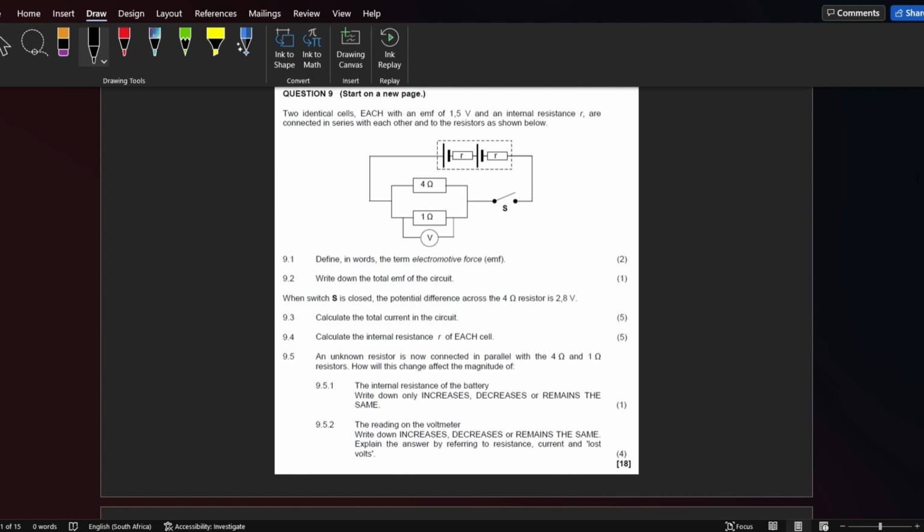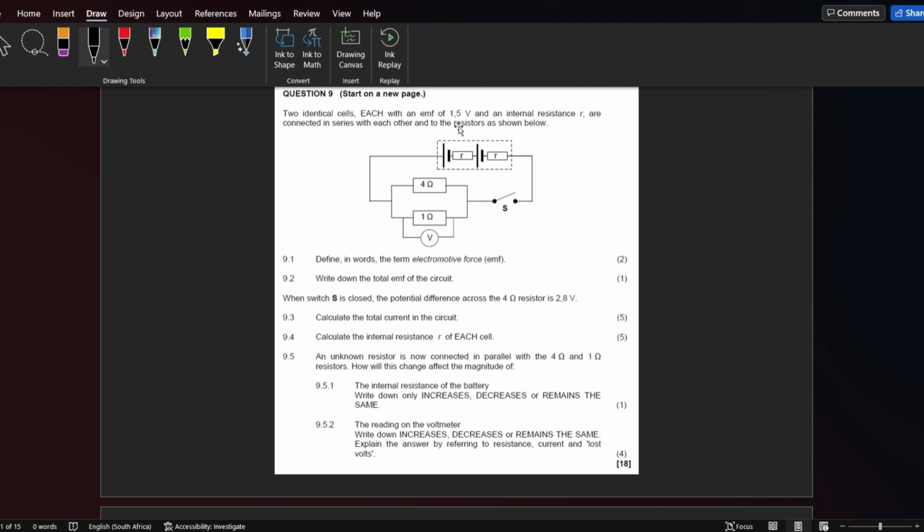Today we will be doing a past paper question on circuits, which is this question 9. So let us jump straight into it. Question 9 reads, or it tells us, two identical cells, each with an EMF of 1.5 volts and an internal resistance of R, are connected in series with each other and to the resistors as shown below.